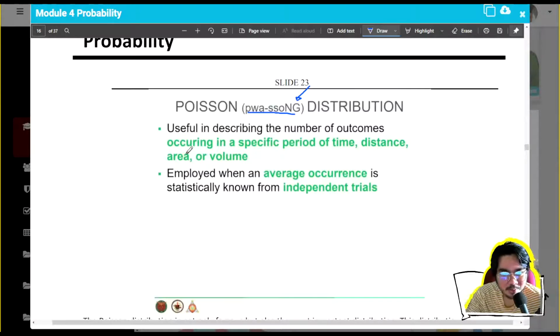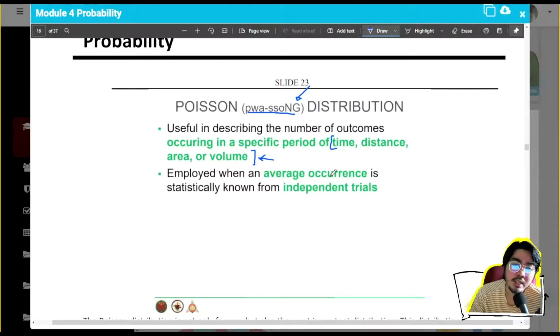Poisson. So the Poisson distribution is useful in describing the number of outcomes occurring in a specific period of time, distance, or volume. So this could be any parameter, no? But it has to be a specific period, no? So this is important because itong mga period na to is we will be using this, no?